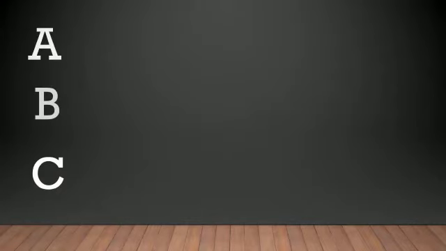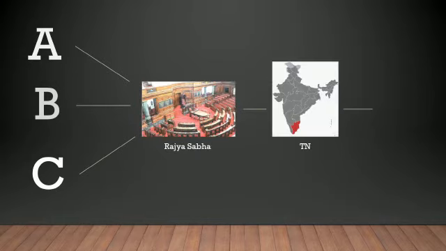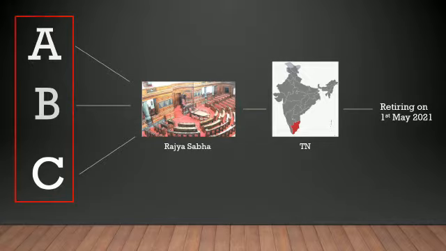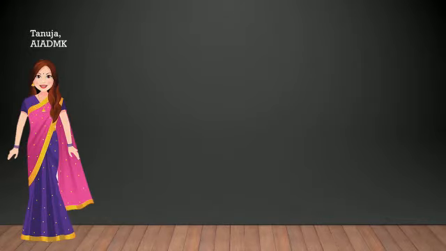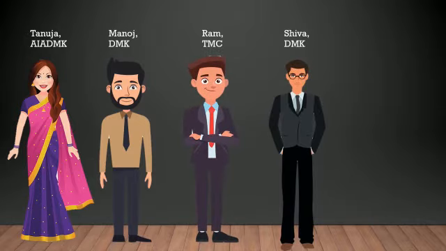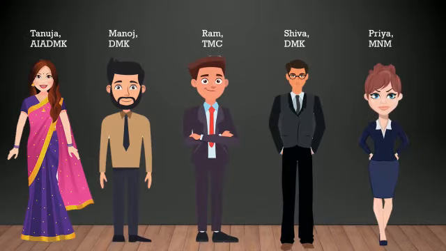The voting system that is followed in these elections is called the single transferable vote system. Let me take the help of an example to make this voting system clear. Assume that 3 members of Rajya Sabha from Tamil Nadu are retiring on 1st of May 2021. These seats have to be filled by following the single transferable vote system. Assume there are 5 candidates for these 3 seats. They are Tanuja from AIADMK, Manoj from DMK, Ram from TMC, Shiva from DMK and Priya from MNM.